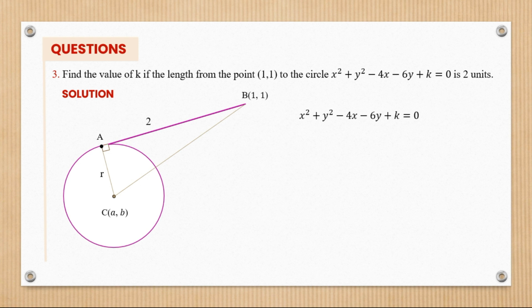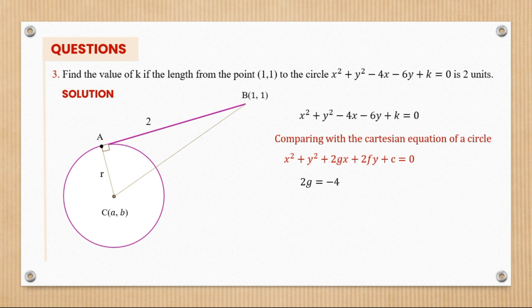Now before we do that, we shall do the usual thing. We shall first find the center of the circle and the radius. Comparing this to the Cartesian equation of the circle, you can say that 2g is equal to -4, of which g shall be equal to -2. Then also 2f is -6, which shall mean that f is -3. So the center of the circle, which is (-g, -f), shall be (2, 3).